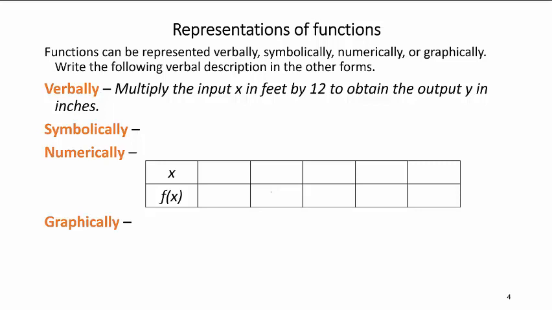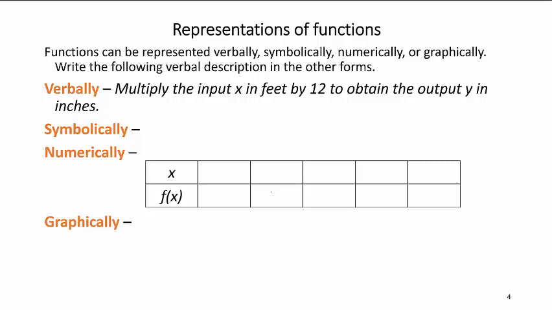So here's an example that's given in verbal form, and we're going to translate it into a symbolic, numerical, and graphical representation. So what does it say? Multiply the input x in feet by 12 to obtain an output y in inches. Okay, so this is a function.